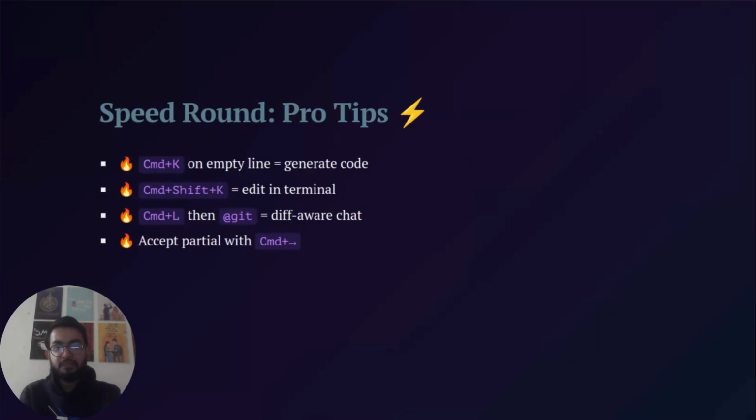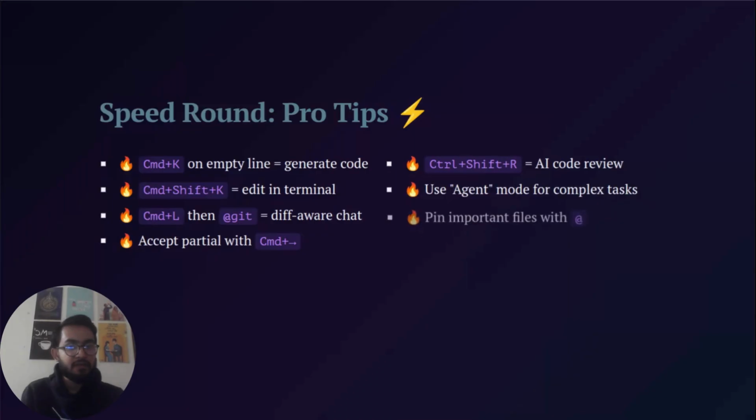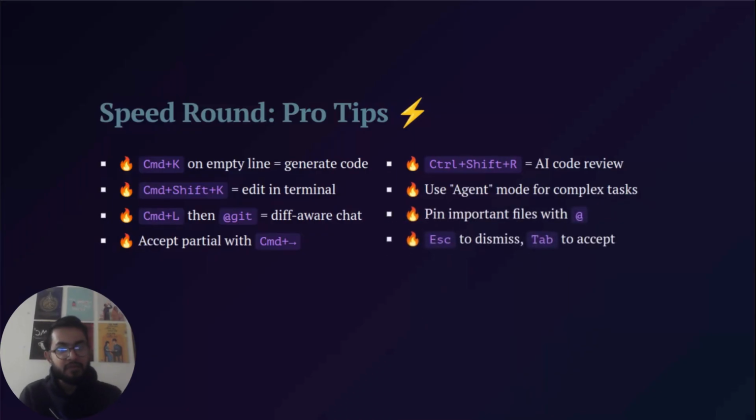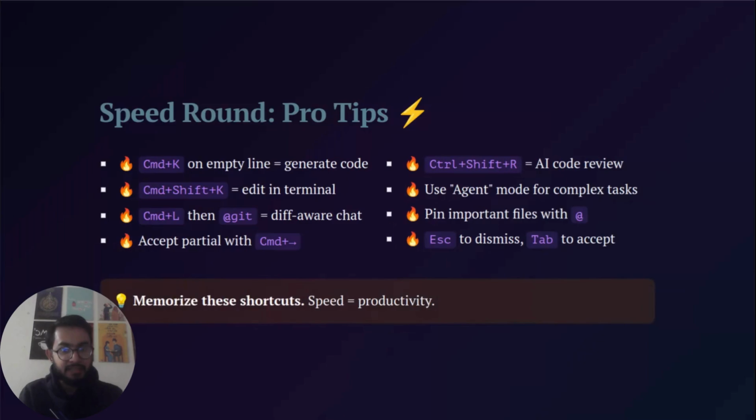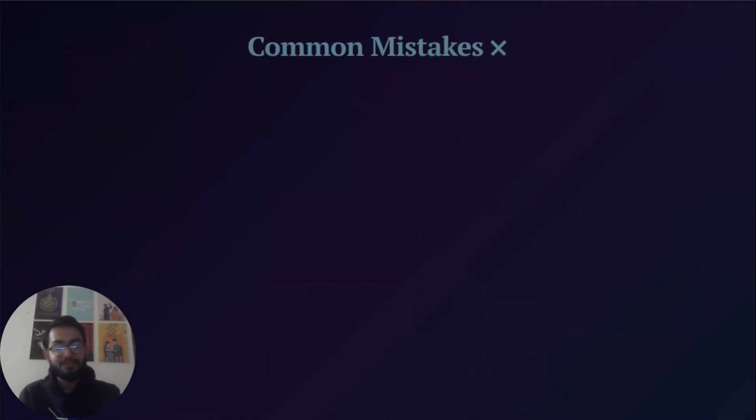So here are some pro tips. You can use Command+K on an empty line to generate code. You can use Command+Shift+K to edit in terminal. You can use Command+L for the chat box, and accept partial with Command+Arrow. Control+Shift+R for AI code review, and use agent mode for complex tasks. You can pin important files with @. So there are lots of pro tips that you can use, and they will speed up your productivity.